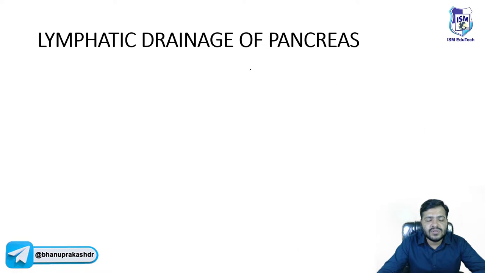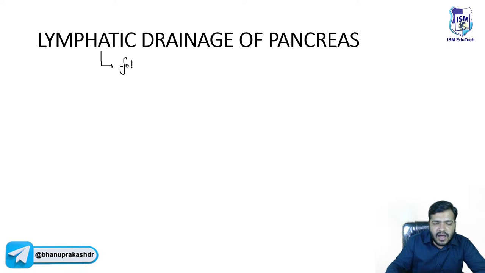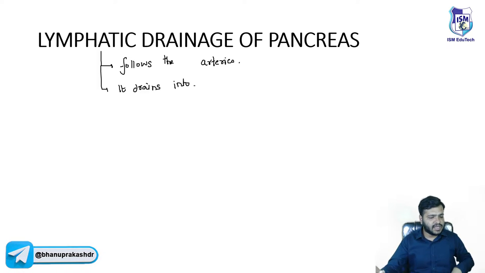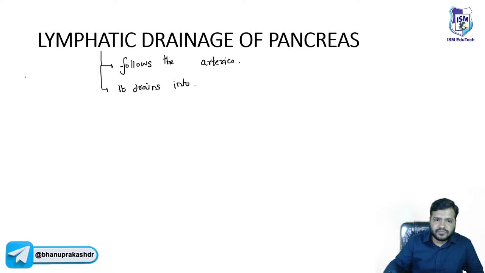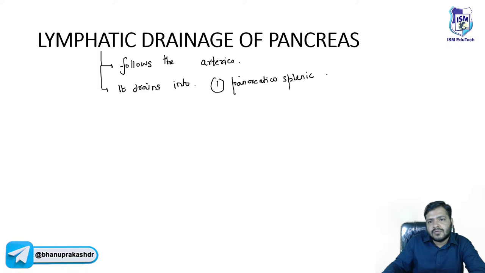Now, coming on to the lymphatic drainage. Lymphatic drainage basically follows the arteries. And remember, it drains into the first one that you have to remember, the pancreaticosplenic lymph nodes. Basically, it is around the splenic artery.